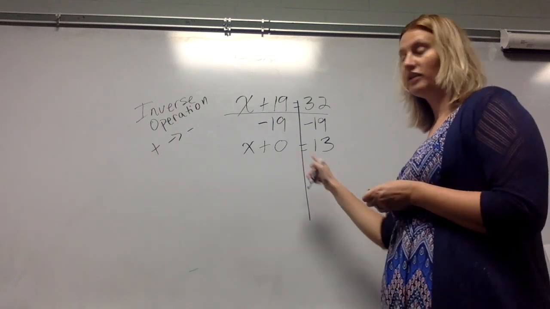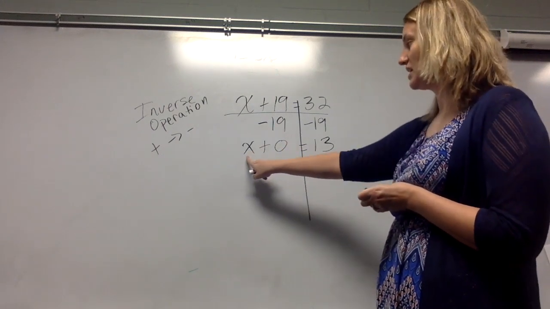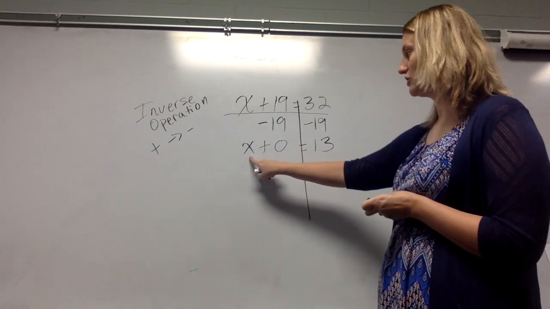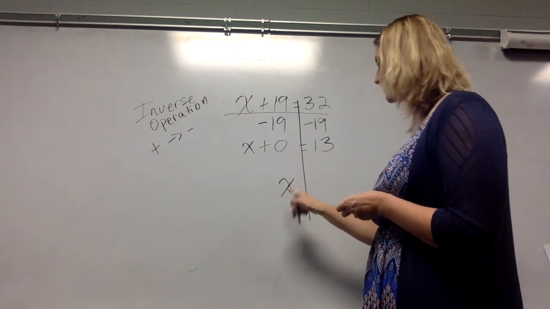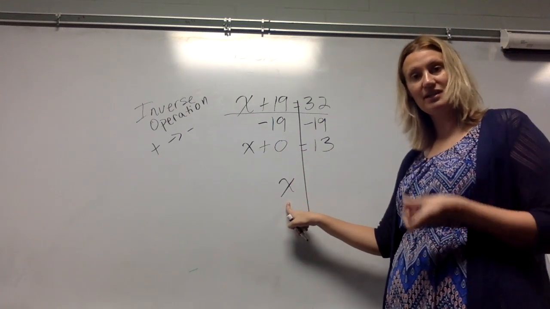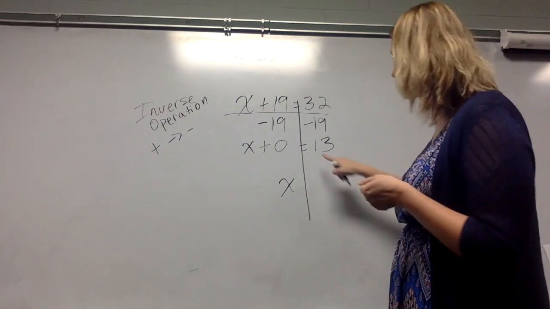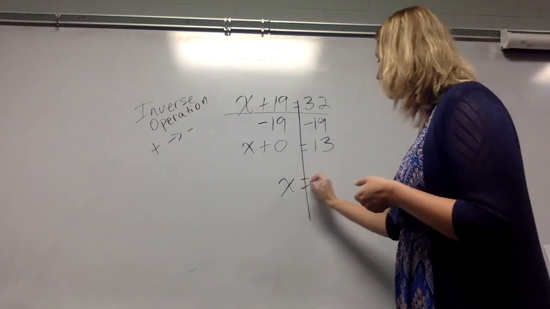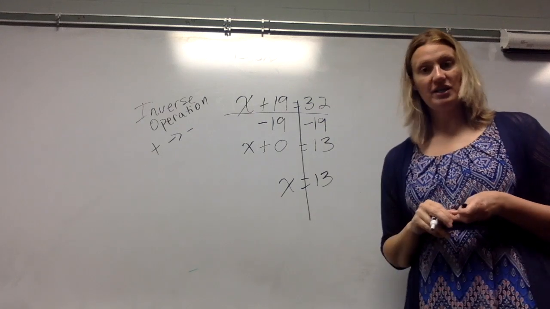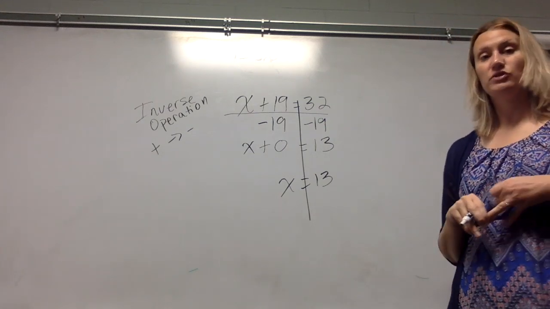Now I can look, and this I can do because anything plus 0 is itself. So x plus 0 is x. I have met my goal and have isolated the variable, gotten it down to just x. And on this side, it is equal to 13. So I have found that x equals 13.